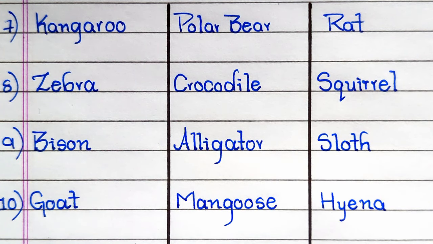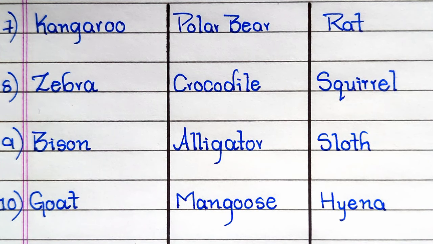Other examples of herbivore animals are kangaroo, zebra, bison, goat. Other examples of carnivore animals are polar bear, crocodile, alligator, mongoose. Other examples of omnivore animals are rat, squirrel, sloth, hyena.